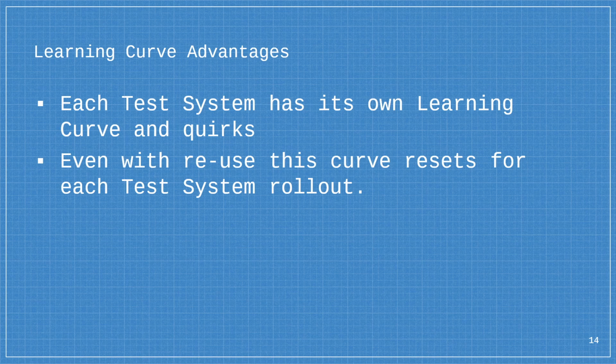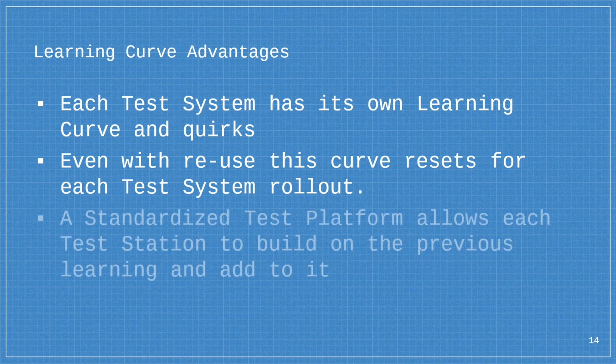So it has its own learning curve, its own quirks, and even with reuse, you basically reset this curve for each test system rollout. You have to create a new set of drawings. You have to create a new set of documentation for it. You have to do a new validation procedure to pull it out. It has to go through a new ECO process. And anything you learn on that typically stays with it in a test systems approach. So if product A has a test system and you find something interesting that could save the company money in test time or better test results, it's not necessarily applicable to the tester used on tester B.